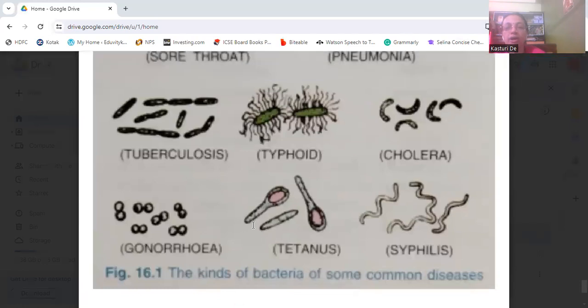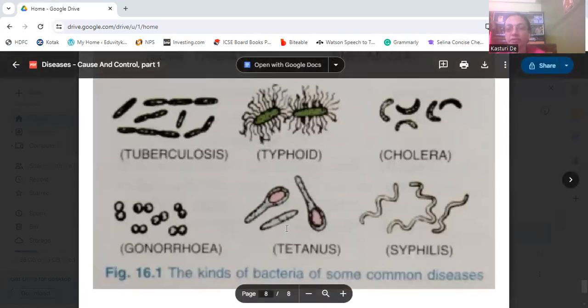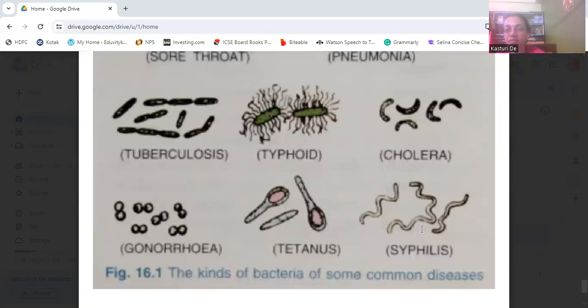Then gonorrhea is caused by round-shaped bacteria. Tetanus is like a tennis bat, rod-shaped. Then syphilis has a snake-like structure.